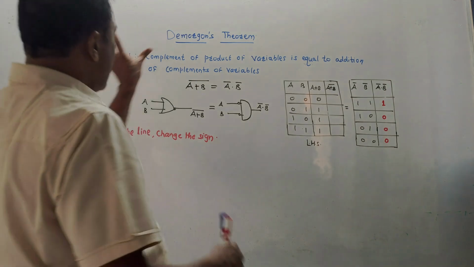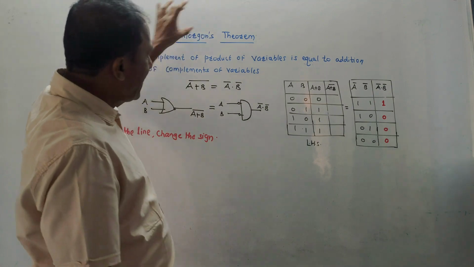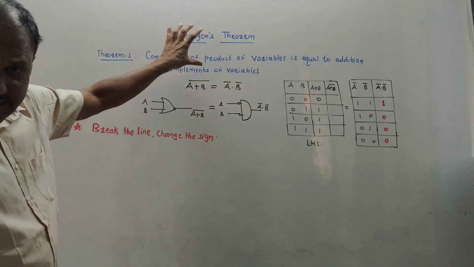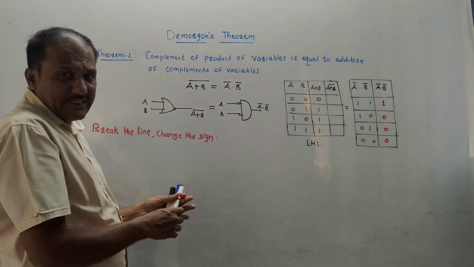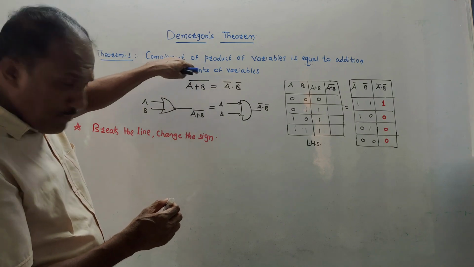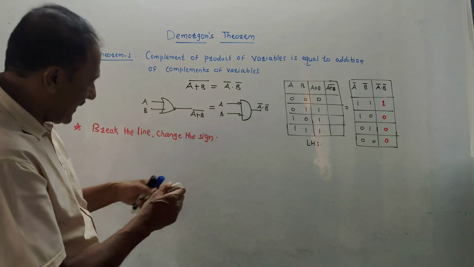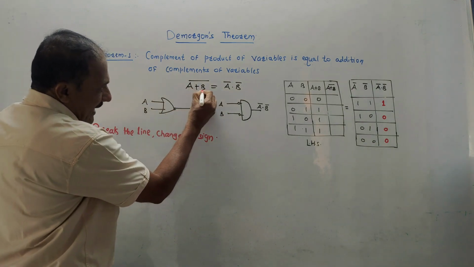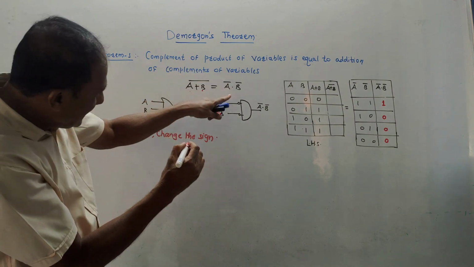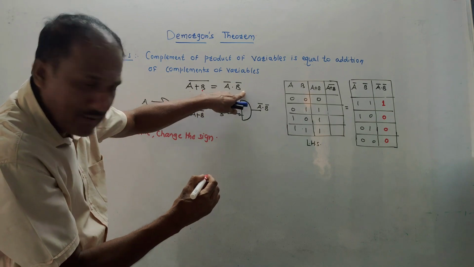Next, the most important part is De Morgan's theorem. The question is very much straightforward: state and prove De Morgan's theorem. There are two theorems. Theorem 1. We'll discuss the statement later. First, I will explain what this theorem is. If you are performing A plus B complement, this bar indicates complement, then the answer is A bar dot B bar. That means if you are taking the addition of two inputs A and B and you are taking the complement of it, that is equal to the complement of A, multiplied by the complement of B.